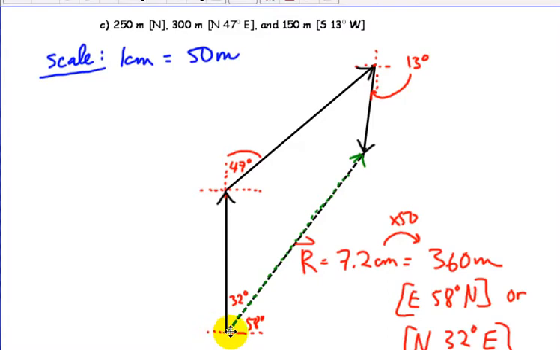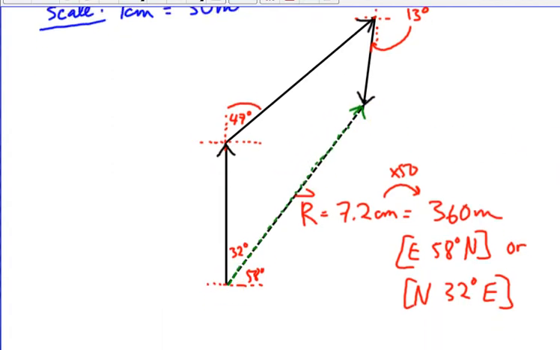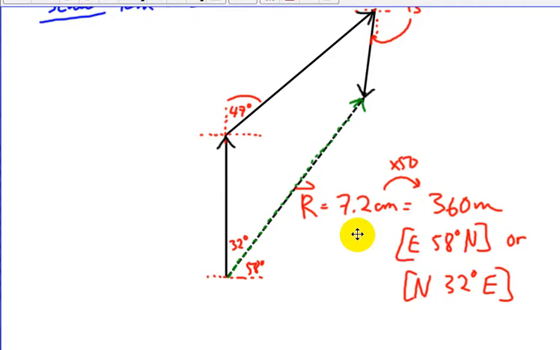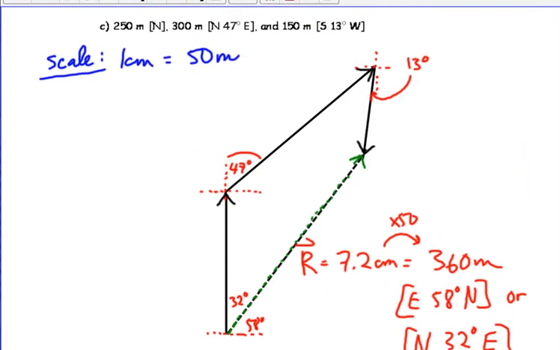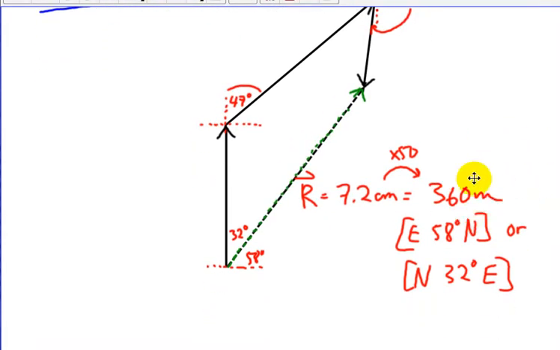So here's your north vector. Then from there you can see north 47 east. You go 300 meters. And then from here, south 13 west. So from straight south, you can see it's slightly pointing to the west direction. And then joining it up here to get the resultant. Mine measured to be close to 7.2 centimeters. So to convert it back to the scale, multiply by 50, it's around 360 meters.